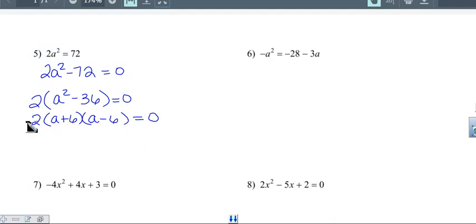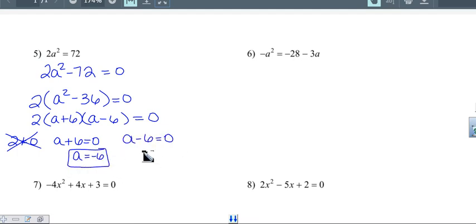Now it's time to solve. Take every part of the problem and set it equal to 0. You may say 2 equals 0, that doesn't make any sense. And you're right. Anytime you have just a number equal to 0, we're going to throw this part of the problem out. A plus 6 equals 0, so a equals negative 6. A minus 6 equals 0, so a equals positive 6.